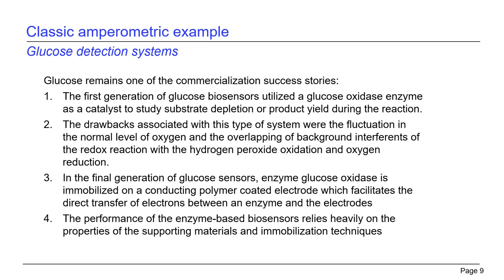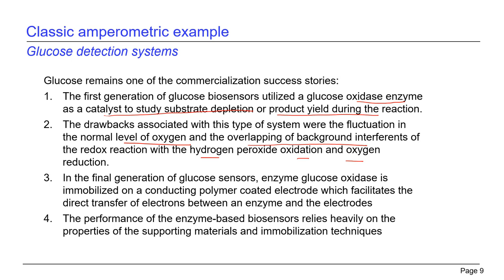The first generation of glucose biosensors used the glucose oxidase enzyme as a catalyst to study substrate depletion or production during the reaction. And again, depletion is a key word here, because this means that there's going to be a life associated with the sensor itself. It's going to have a finite life. The drawbacks of this type of system were fluctuation in the normal level of oxygen and overlapping background interference of the redox reaction with the hydrogen peroxide oxidation and the oxygen reduction. So a lot of development, of course, which was very important.